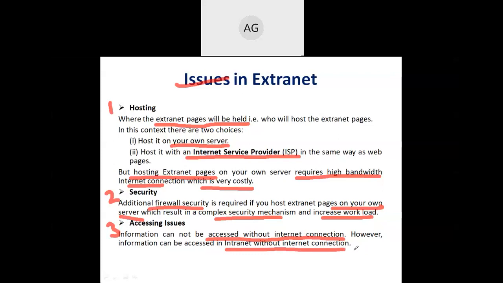So, just remember the important point. In case of extranet, the internet connection is mandatory, but in the case of intranet, the internet connection is not mandatory. So these are the important issues which are dealt with by the extranet.